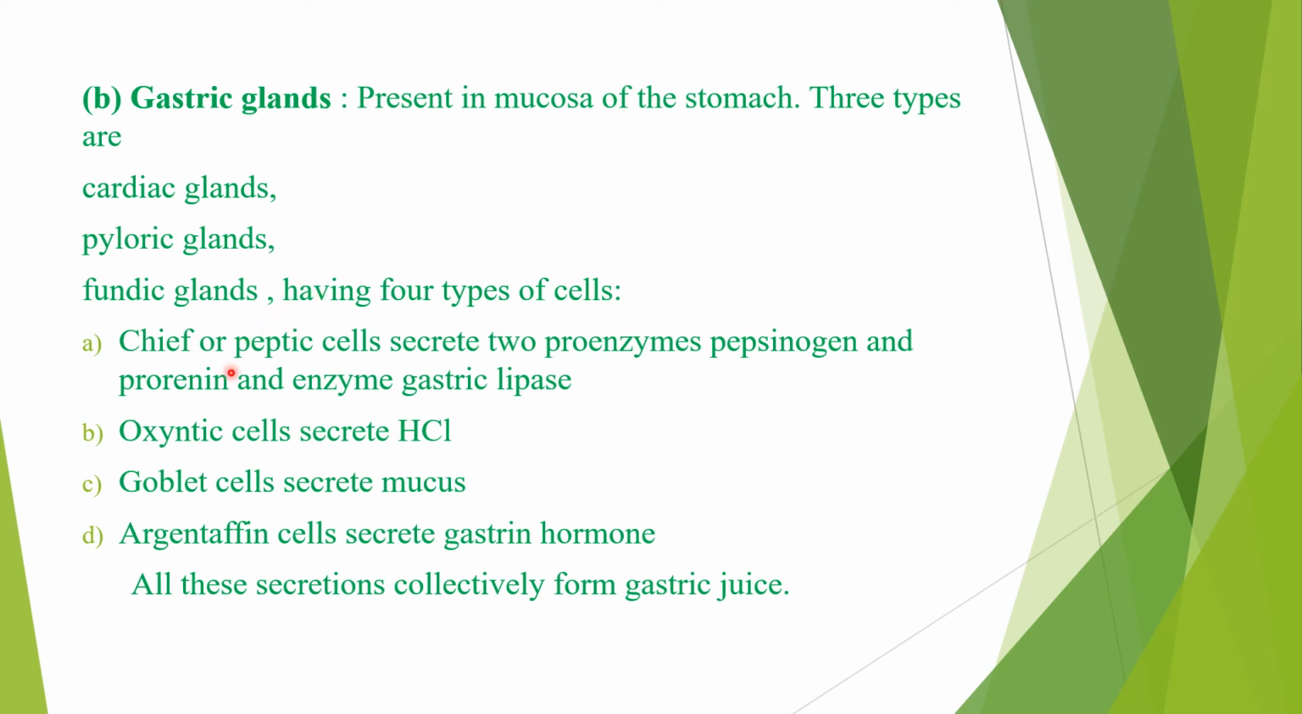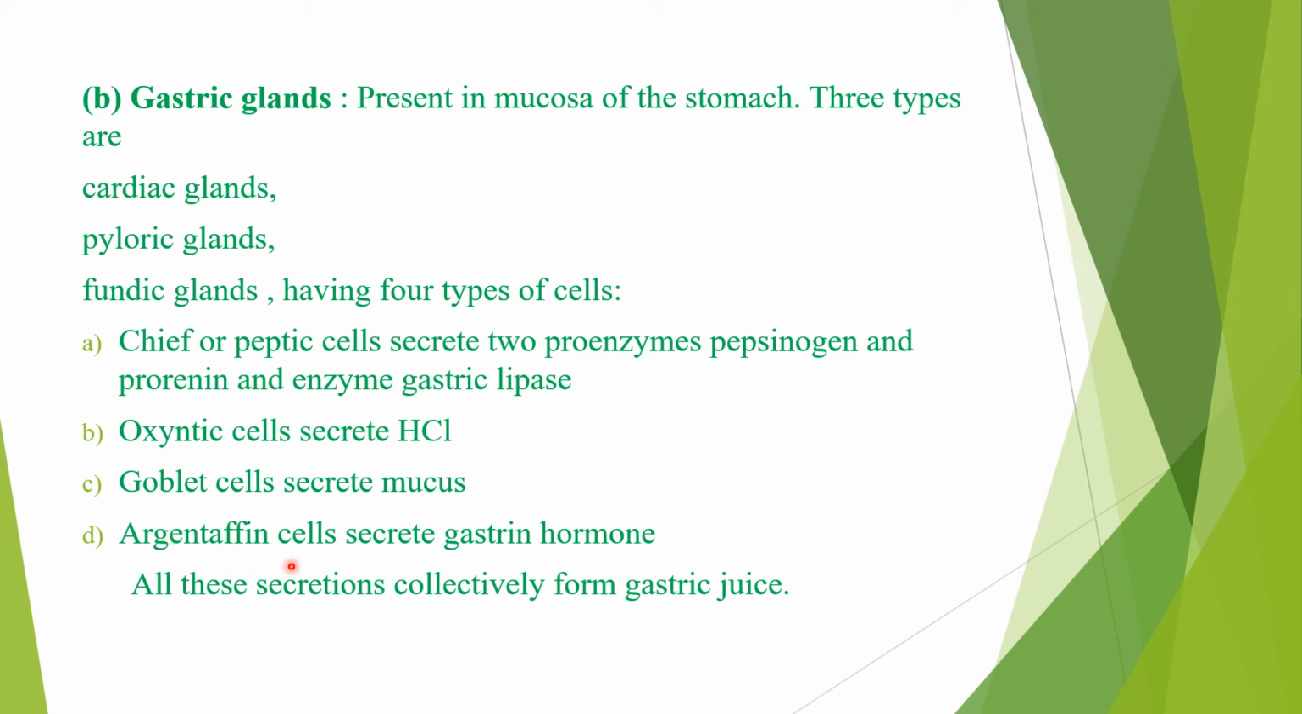और फंडिक ग्लैंड्स में डिफरेंट टाइप ऑफ सेल्स होते हैं, जैसे चीफ सेल्स और पेप्टिक सेल्स, जो कि 2 प्रोएंजाइम सिक्रीट करते हैं, पेप्सिनोजन एंड प्रोरेनिन, और एक एंजाइम सिक्रीट करते हैं, गैस्ट्रिक लाइपेज. और इसी तरह से ऑक्जेंटिक सेल्स आर आल्सो प्रेजेंट इन द फंडिक ग्लैंड्स, दे सिक्रीट द एचसीएल. और गॉबलेट सेल्स हैं, दे सिक्रीट द म्यूकस.